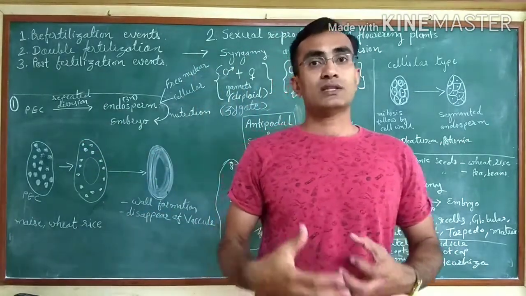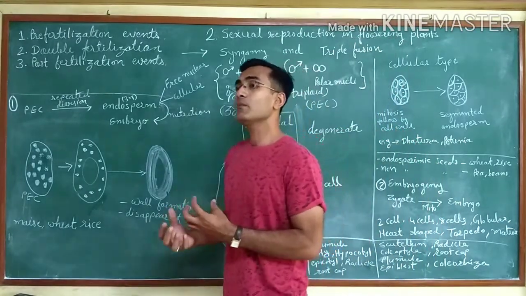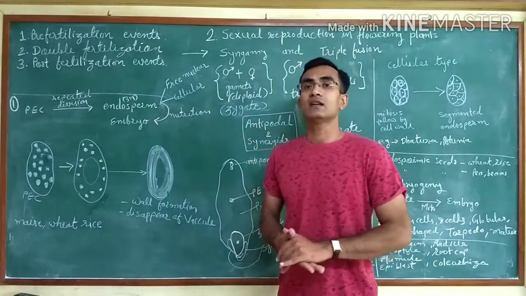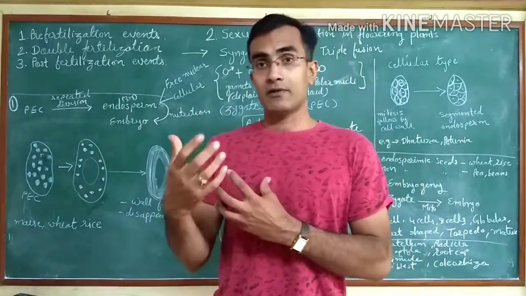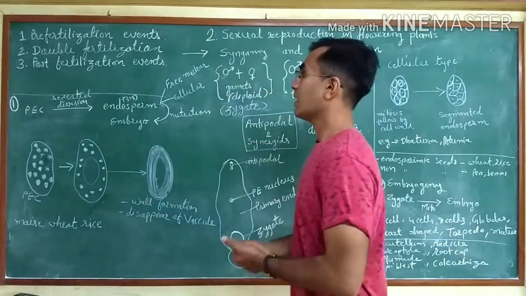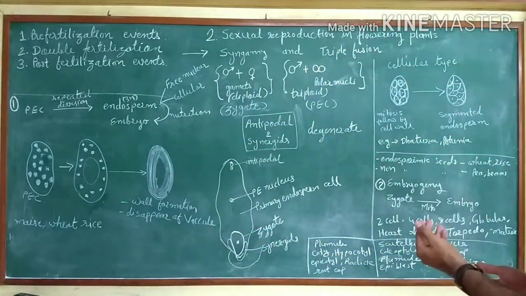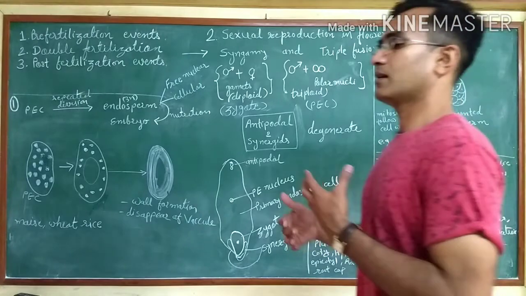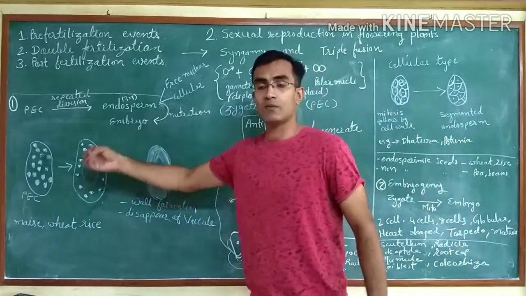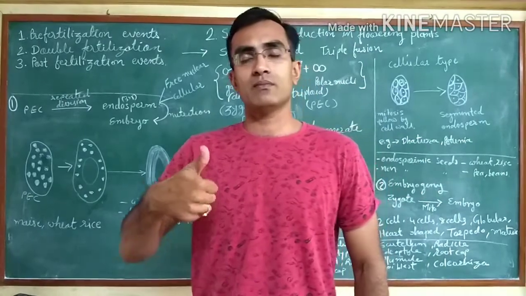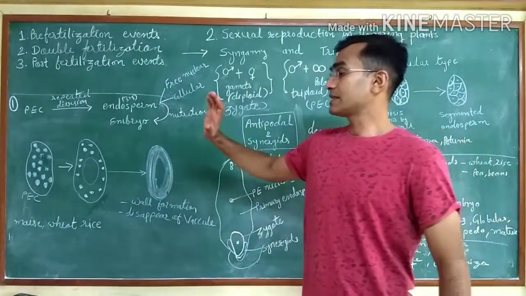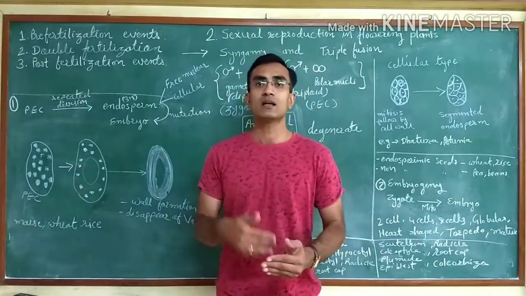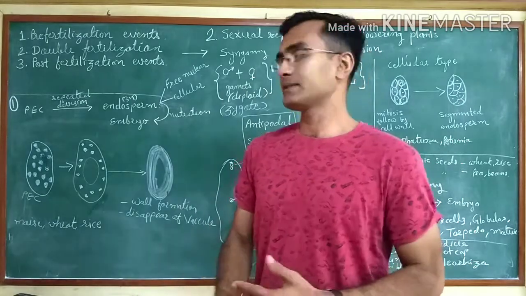Some plants or some seeds have the endosperm, whereas some do not have the endosperm. The seeds which have the endosperm are called endospermic seeds. Okay, so we can say the seeds which have the endosperm are called albuminous seeds. Seeds having endosperm within them are called endospermic seeds.